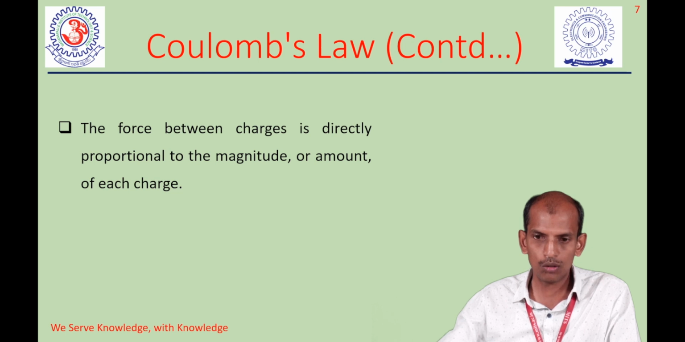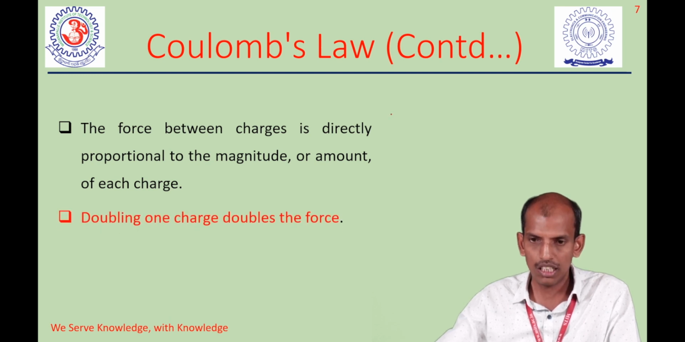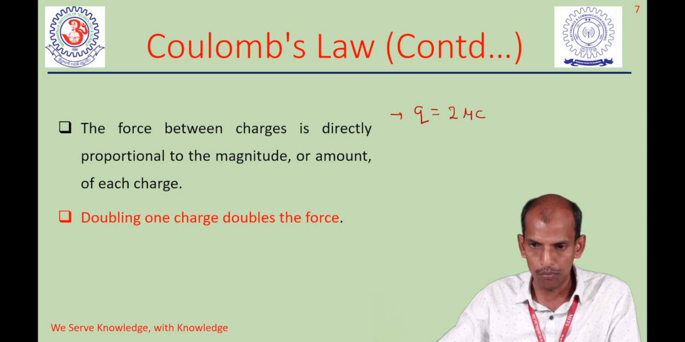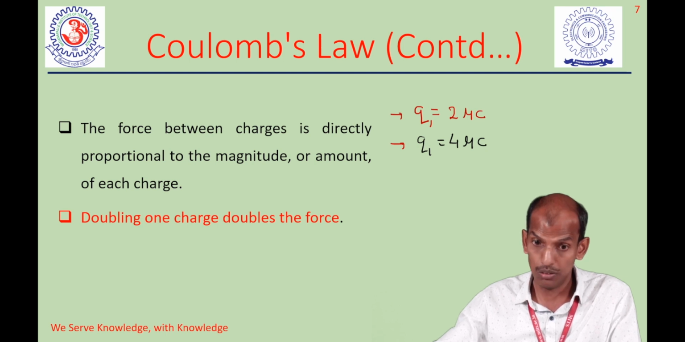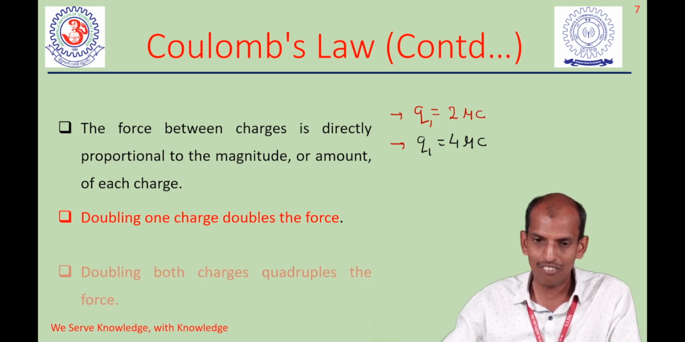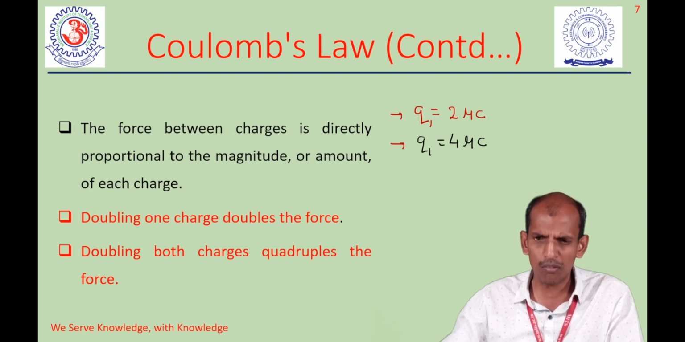The force between the charges is directly proportional to the magnitude or amount of each charge. So suppose initially Q1 was 2 microcoulomb. Now I make this Q1, for example, 4 microcoulomb. So I have just doubled the magnitude of Q1. So what will happen? If I have doubled the magnitude of one of the charges, my force will become double.